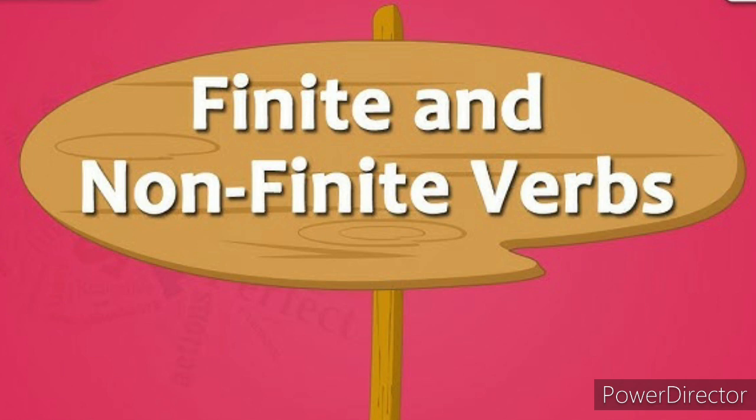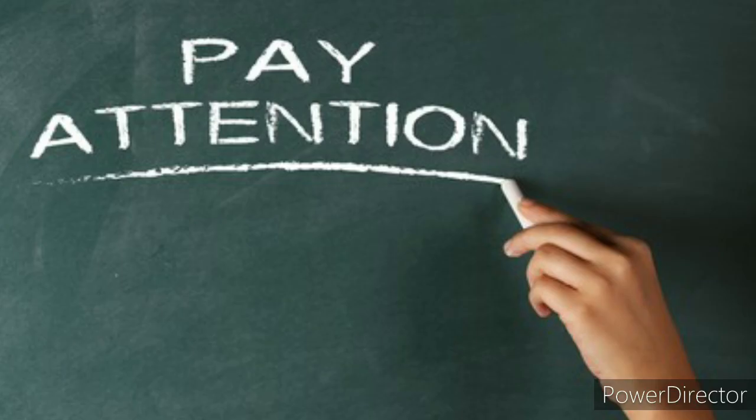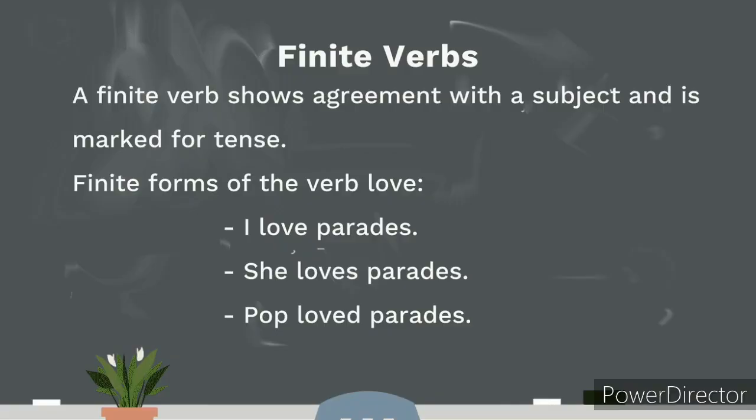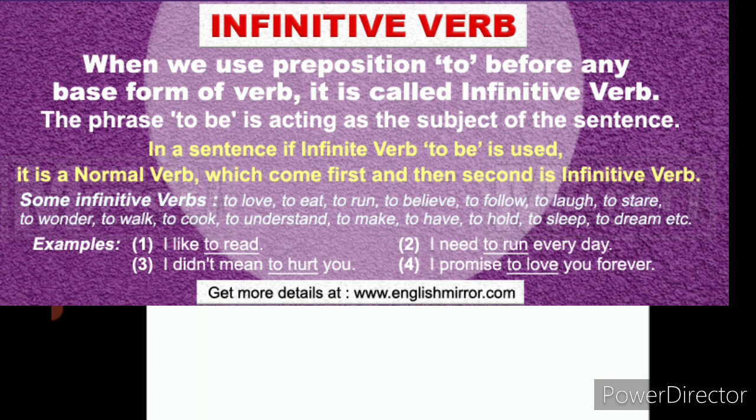Okay, before we start, I request all of you to please pay attention to whatever I'm saying. Finite verbs are those verbs which change according to the number or tense. Non-finite verbs never ever change according to the number or tense. Let's see some examples.